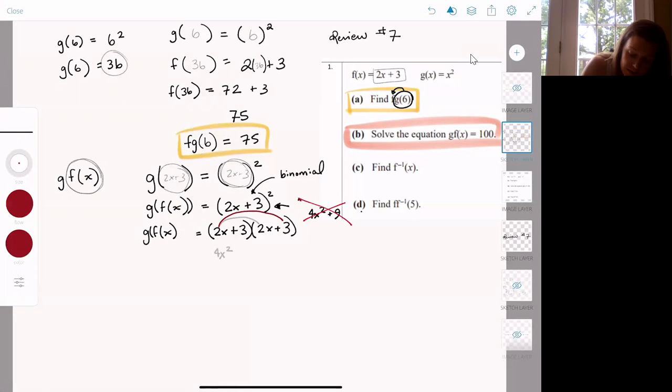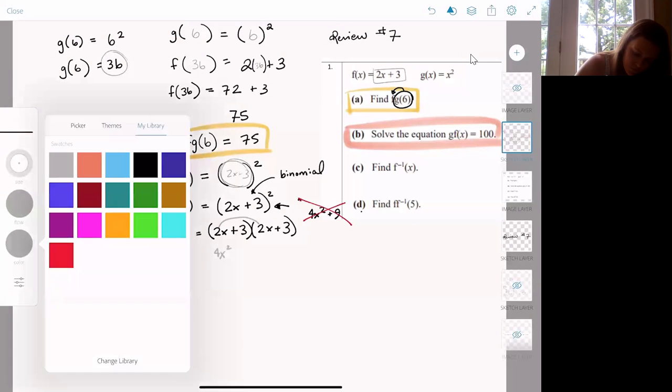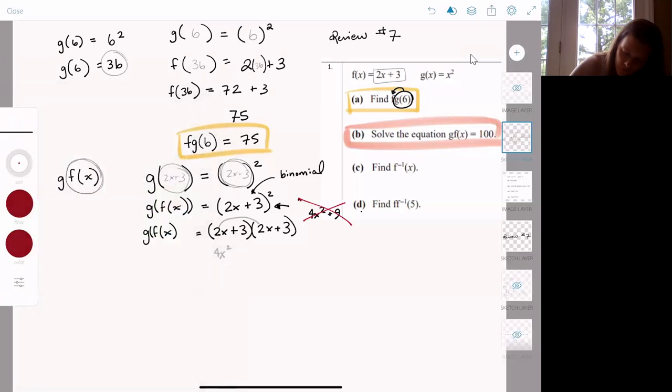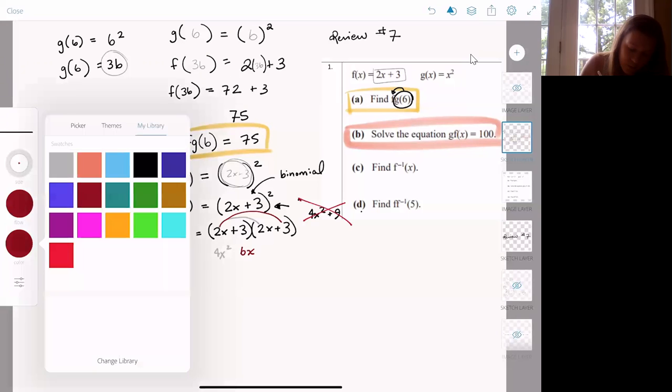Outer, 2x times 3. Shish kebab. I don't know why that happened. 2x squared. 2x times 3 is going to be, oh, shish kebab. What the heck? Where's my brain at? Sorry, my brain is everywhere but right here, right now.